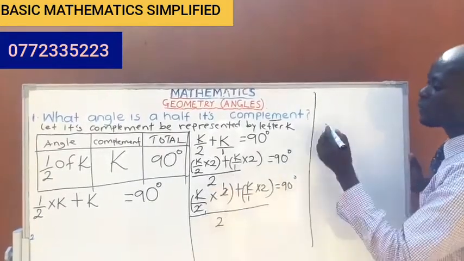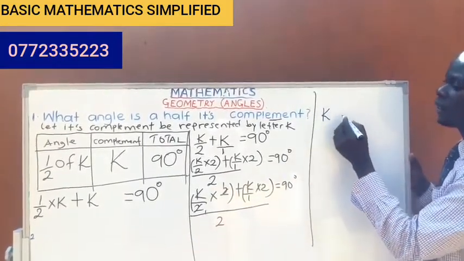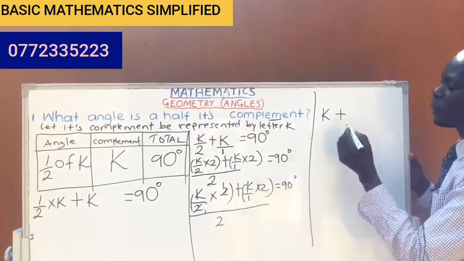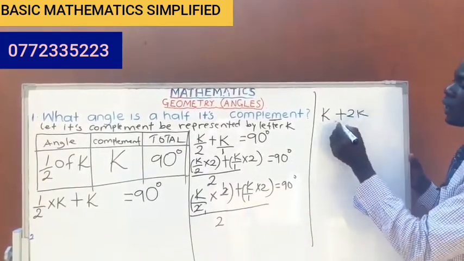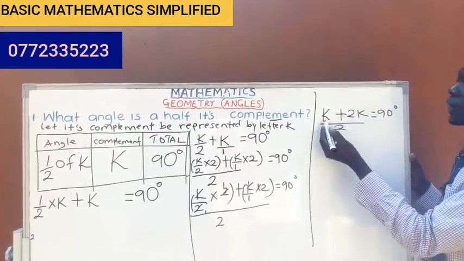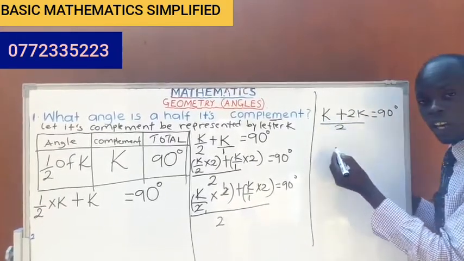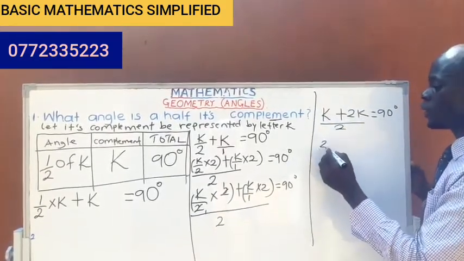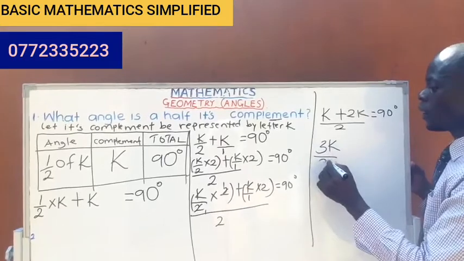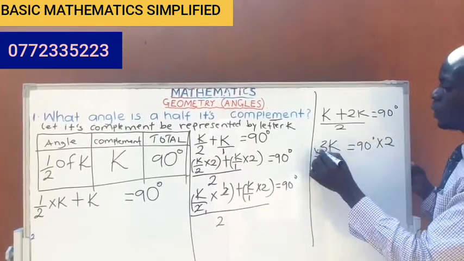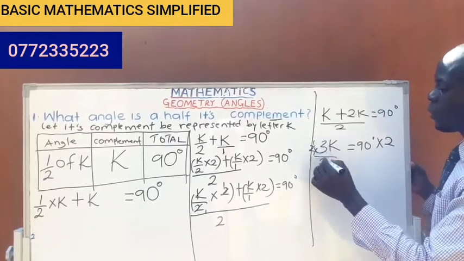K times 1, which is K, plus 2 divided by 1 is 2, 2 times K is 2K, out of 2 equals 90 degrees. You can now see that K and 2K are sharing the denominator. So you can add K plus 2K, which gives you 3K out of 2 equals 90 degrees. You multiply here by 2, and here you also multiply by 2, so that here you get 1.